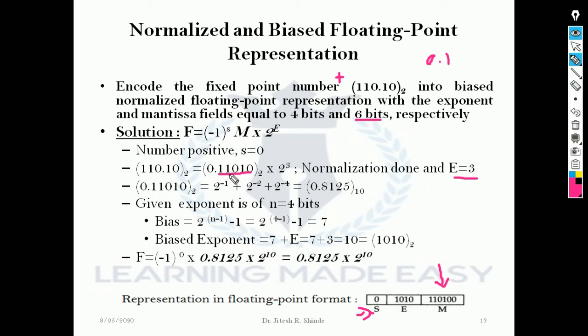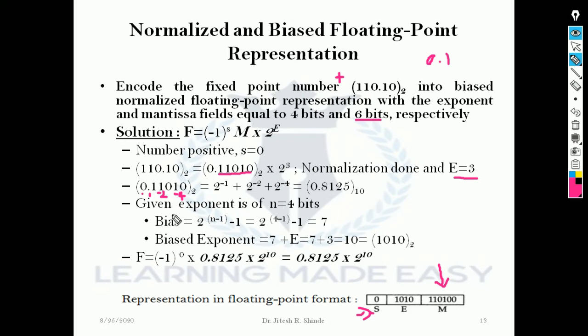Okay, so decimal representation for this: here I am accounting only for the non-zero digits. The position number here is minus 1, this has a position number of minus 2, minus 3, and this one has a position number of minus 4. So 2 to the power minus 1 plus 2 to the power minus 2 plus 2 to the power minus 4, the answer evaluates to 0.8125 to the base 10.